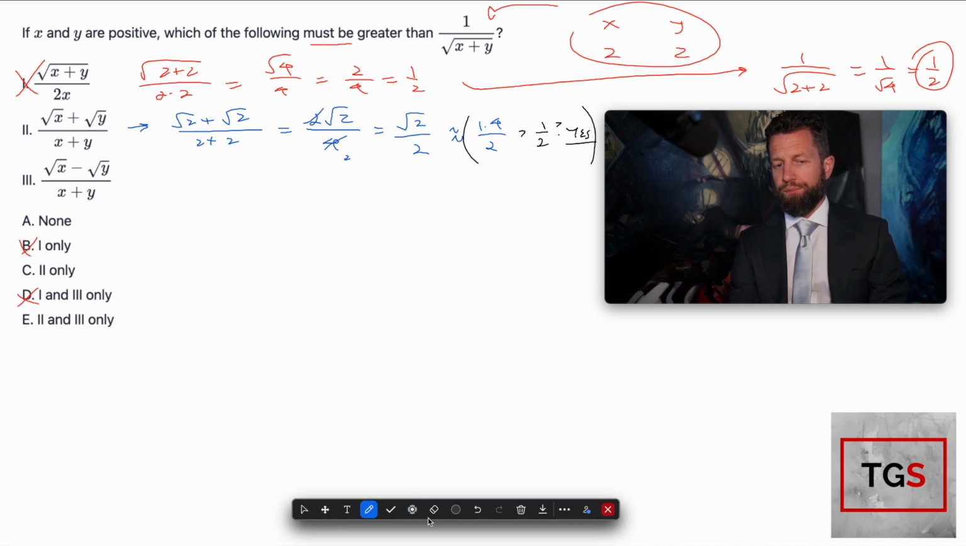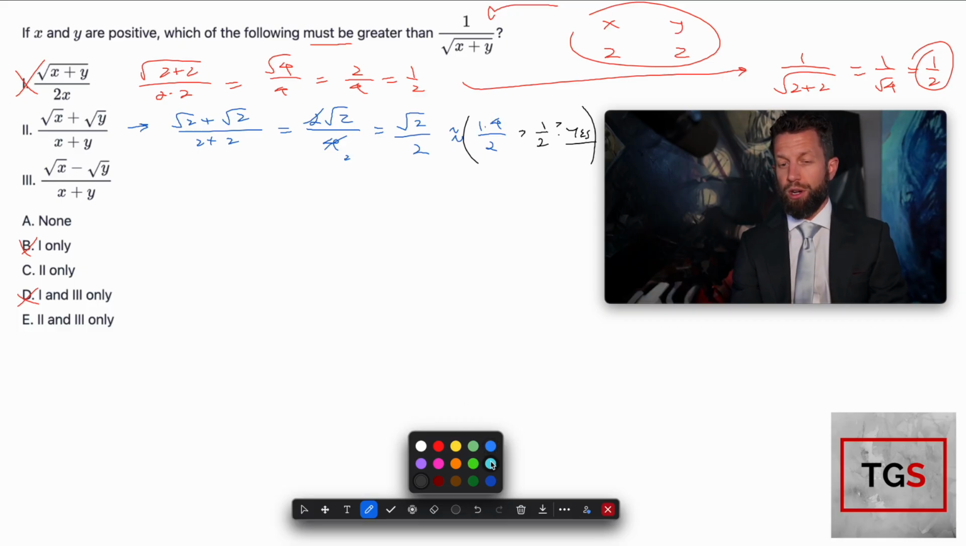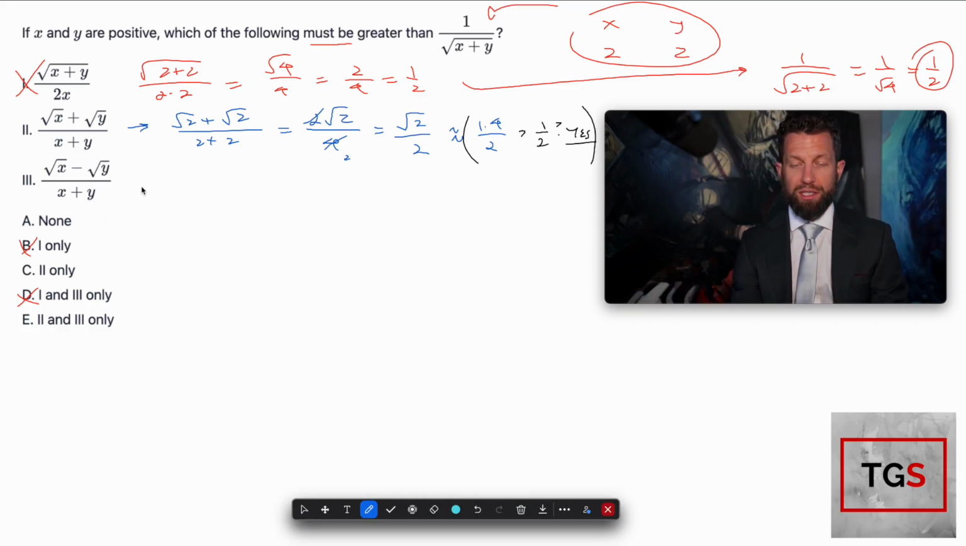This is interesting, because now I get square root of 2 minus square root of 2 in the numerator. Of course, that makes the entire fraction 0, and that's clearly less than 1/2. So I can eliminate any options that have Roman numeral 3 in them. So we'll go ahead and eliminate E. So now we've eliminated B, D, and E, based on the fact that Roman numeral 1 and Roman numeral 3 do not have to be larger than the original expression.